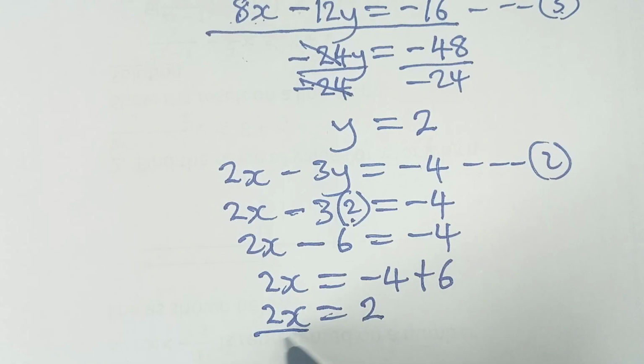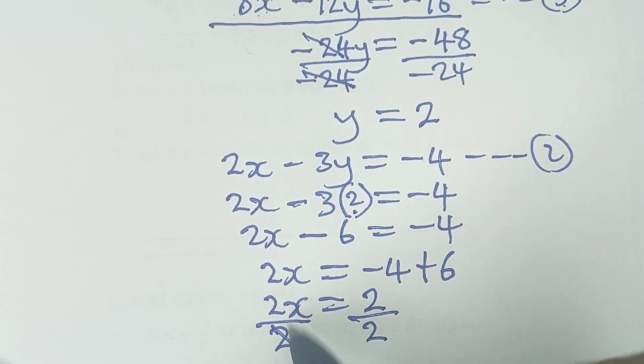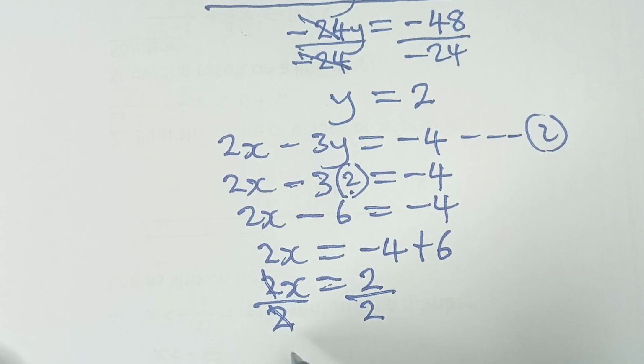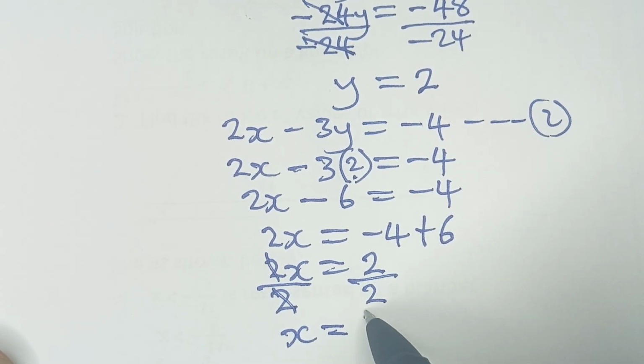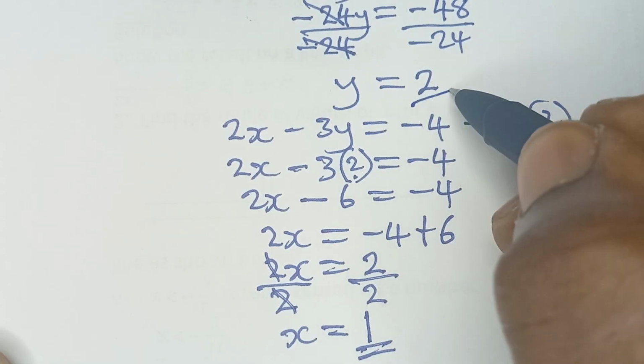And then to get x, I divide this by 2, and then also divide this by 2. So 2 cancels 2, and then I have x is equal to 2 divided by 2, which is 1. So the value of x is 1. And don't forget, we have obtained the value of y already as 2.